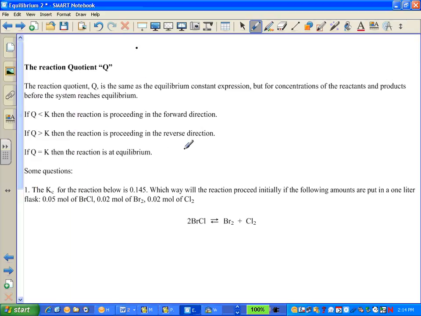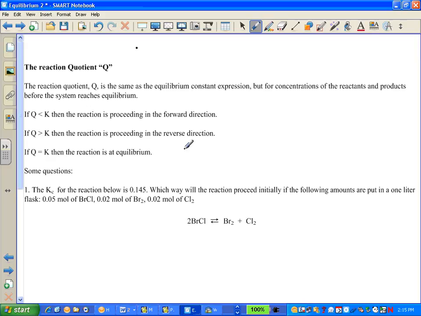The last topic we'll look at in this lesson is how you can decide whether or not a particular system is at equilibrium, and knowing that if it's not at equilibrium, we'll be able to decide which way it needs to shift in order to reach equilibrium. We're going to use something called the reaction quotient in order to help us to do that.